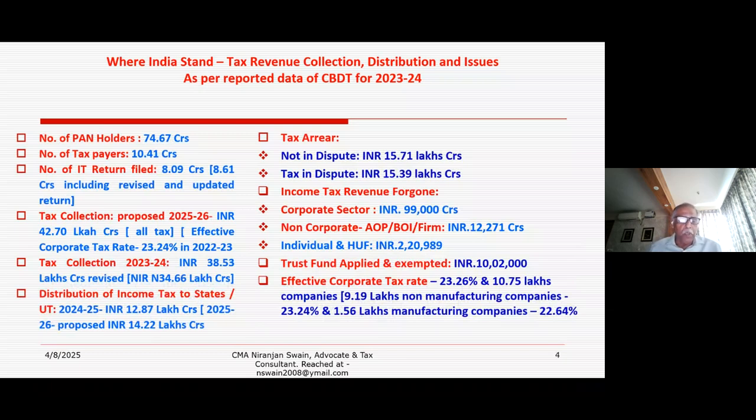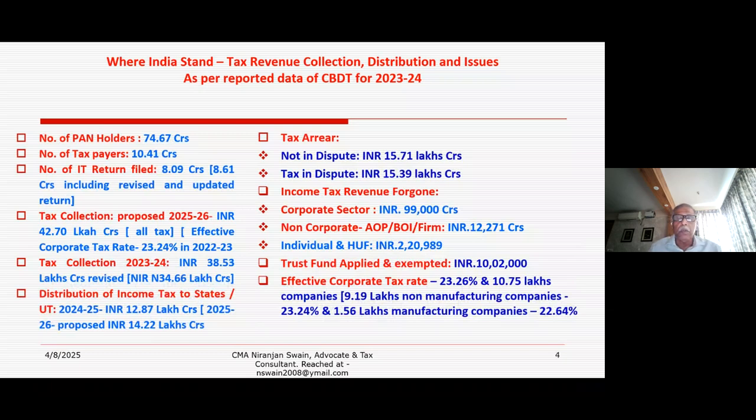In 2024-25, they distributed 12.87 lakh crores to the different states and union territories, and in 2025-26 they are keeping 14.22 lakh crores. So whatever revenue is collected by the central government is also distributed to the state governments, and the balance they spend on meeting different plan and non-plan expenditure.